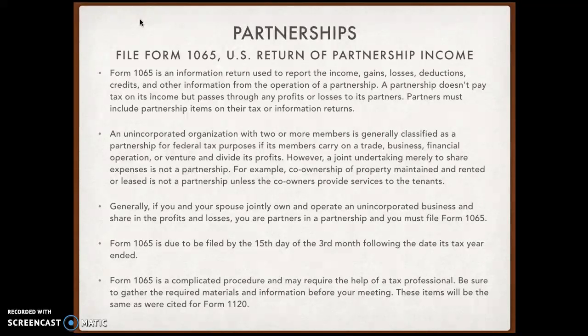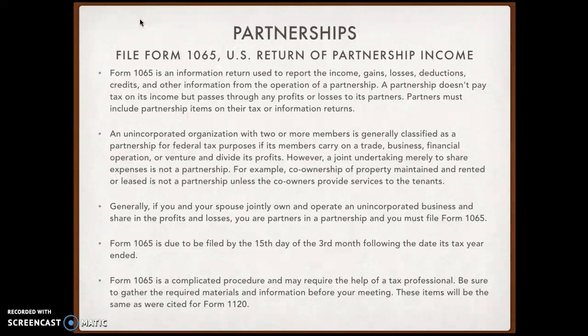An unincorporated organization with 2 or more members is generally classified as a partnership for federal tax purposes if its members carry on a trade, business, financial operation, or venture and divide its profits. However, a joint undertaking merely to share expenses is not a partnership. For example, co-ownership of property maintained and rented or leased is not a partnership unless the co-owners provide services to the tenants.